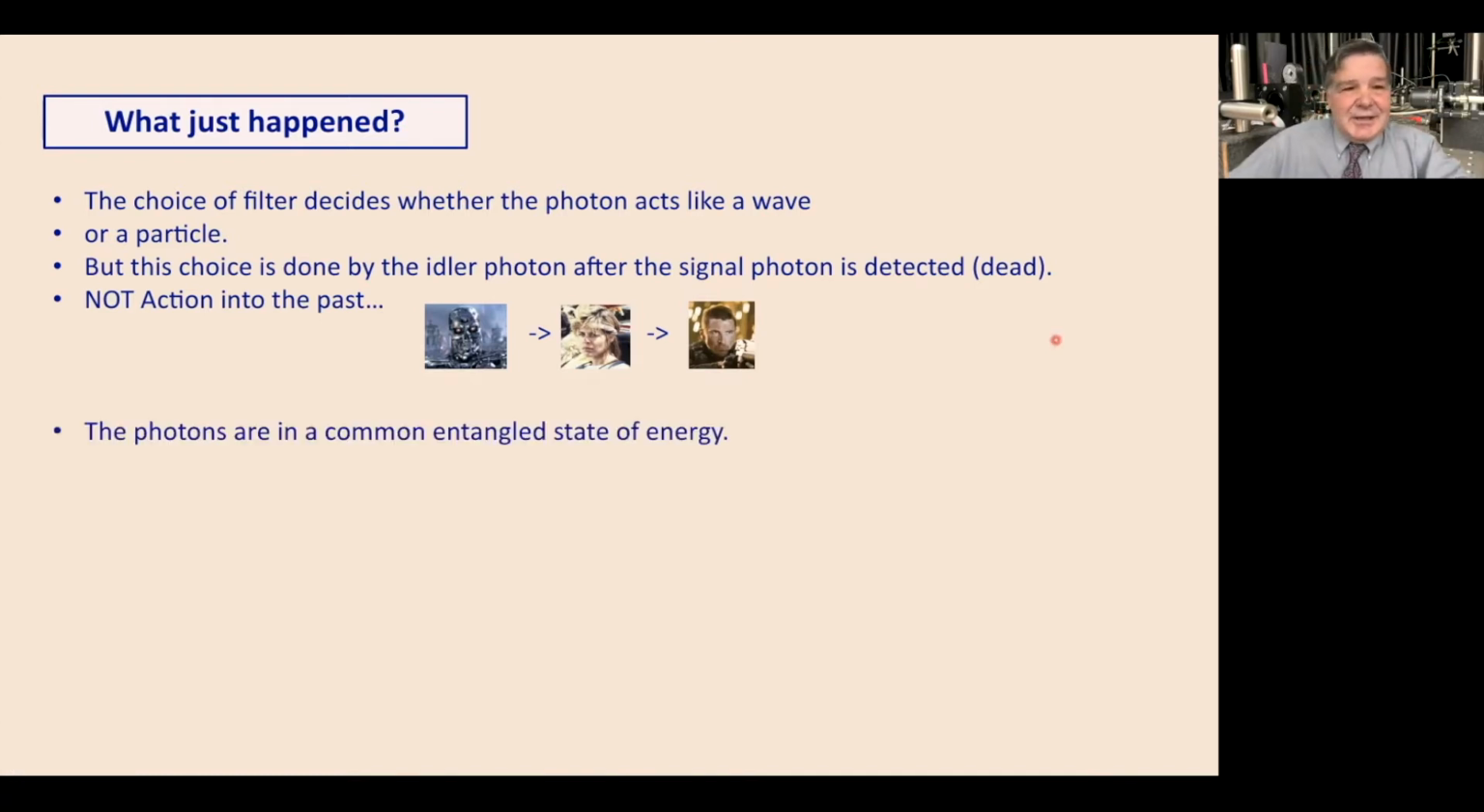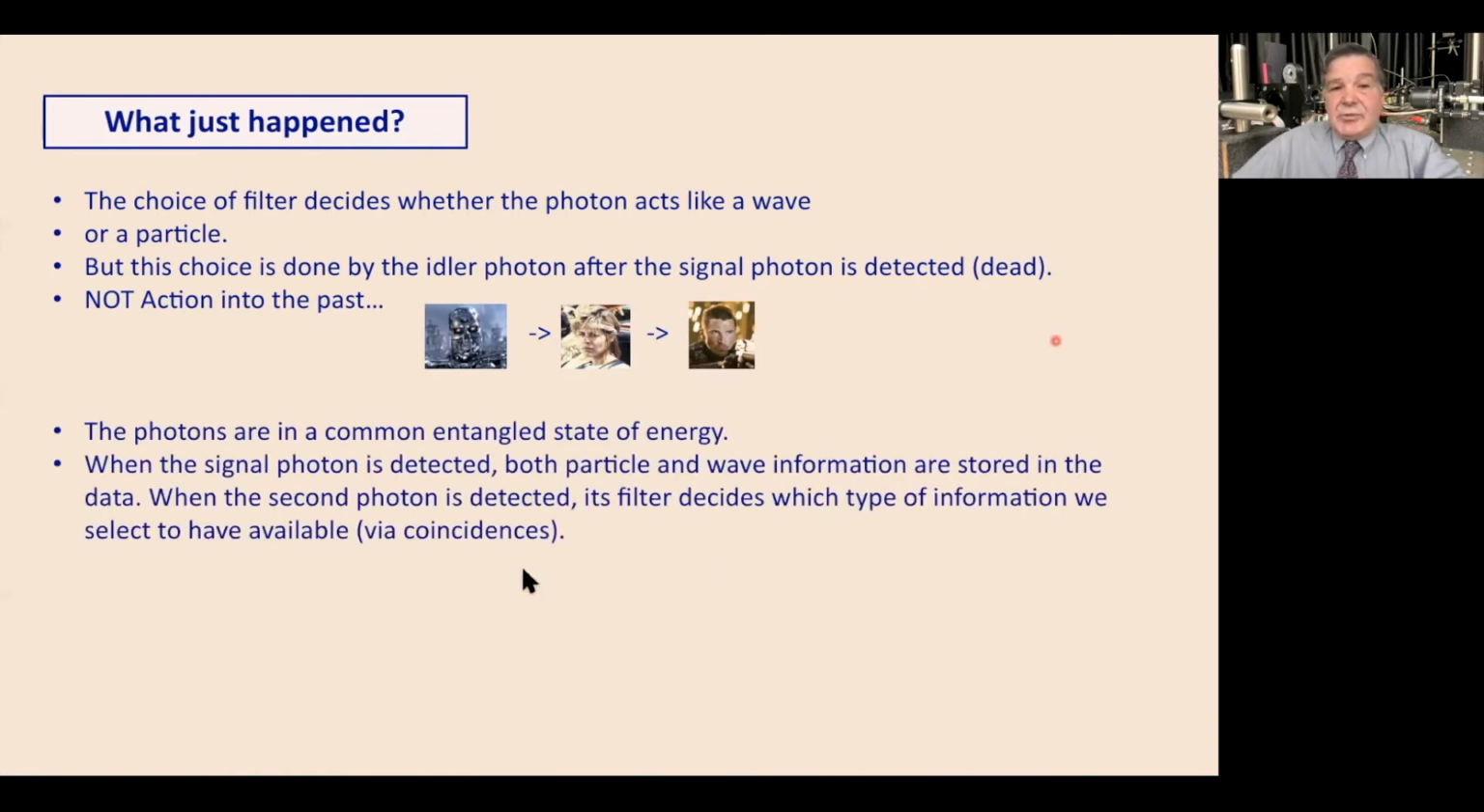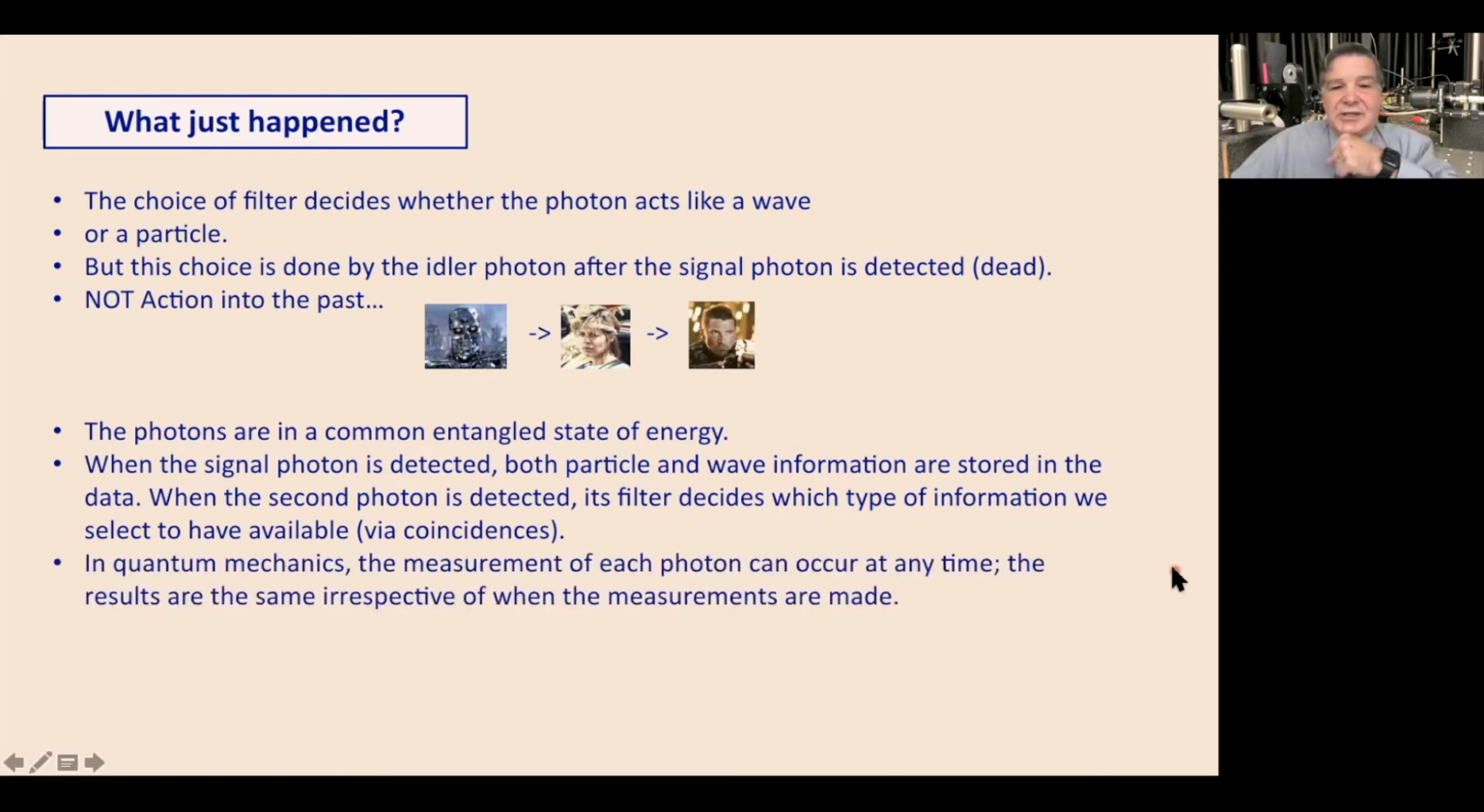No, it's not. The photons are in a common entangled state of energy. And so when a single photon is detected, the photon that goes through the interferometer, you can think that both particle and wave information are stored in the data. And then when the second photon is detected and we require coincidences, the filter decides, so to speak, which type of information we select to have available. And so in quantum mechanics, the measurement of each photon can occur at any time. The results are the same irrespective of when the measurements are made.